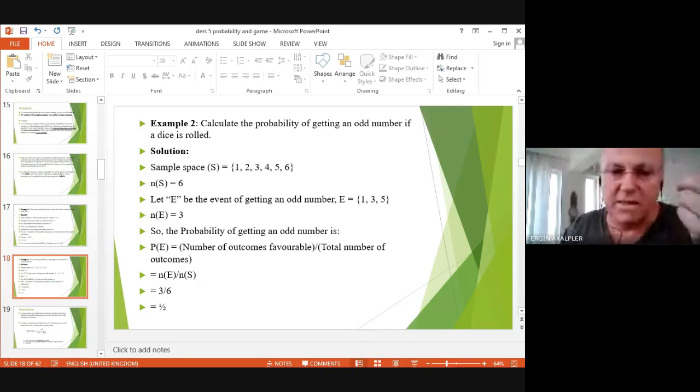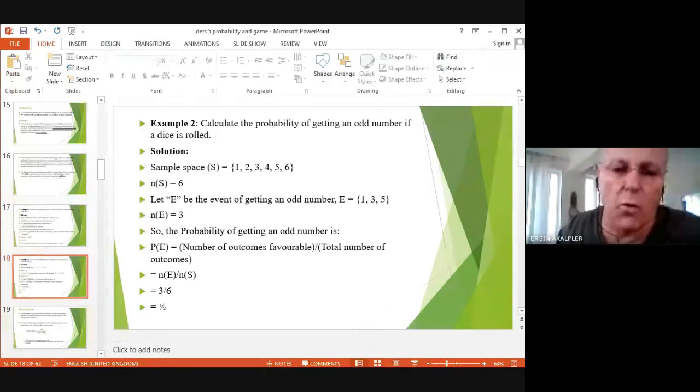And when we are calculating the probability of getting an odd number if a dice is rolled, your dice has 6 numbers written: 1, 2, 3, 4, 5, 6. So the total number of possible outcomes is 6. And let's see, what is an odd number supposed to be, isn't it?